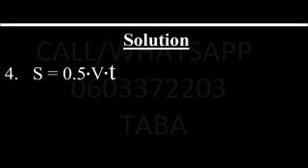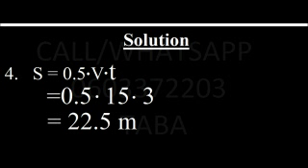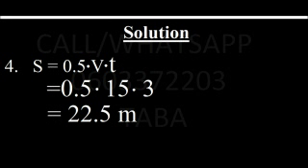Our velocity to be used is 15 meters per second, and time to be used is 3 seconds. After substituting v by 15 and t by 3 in the formula for the area of a triangle, we will have S equals half times 15 times 3. And half times 15 times 3 equals 22.5 meters. Now we have shown and proven that the distance covered during the first acceleration is 22.5.